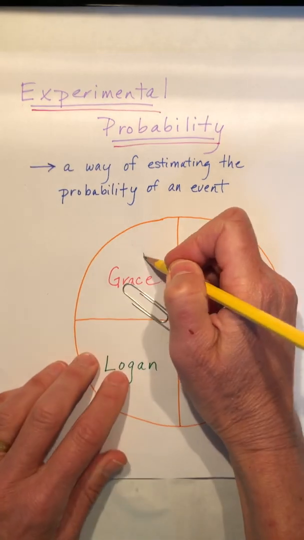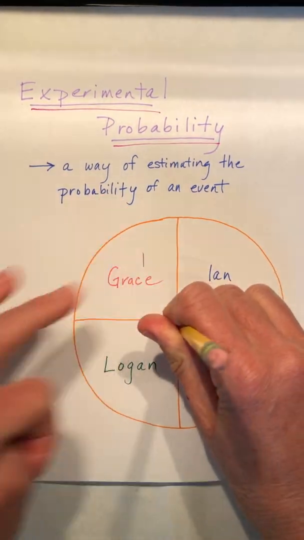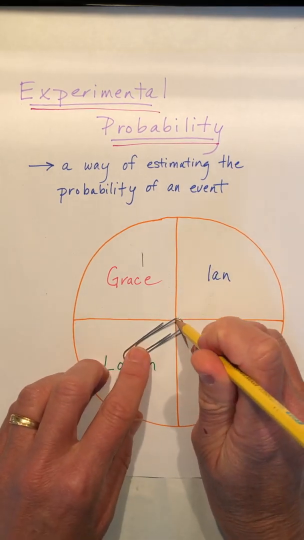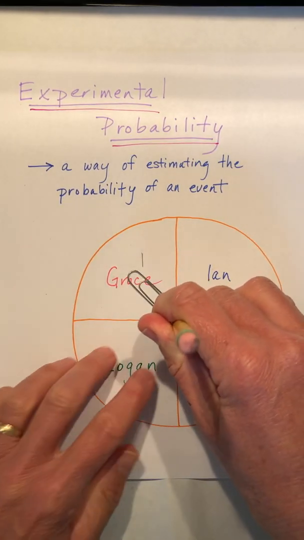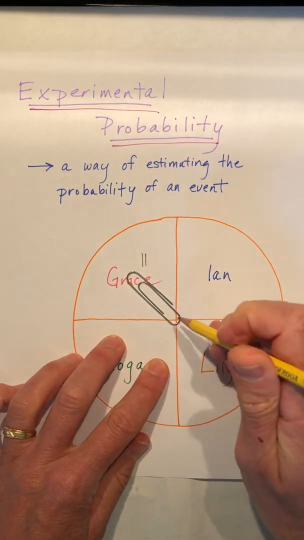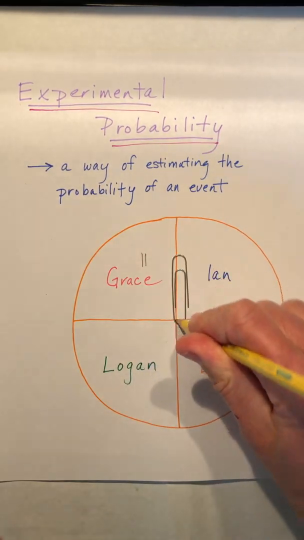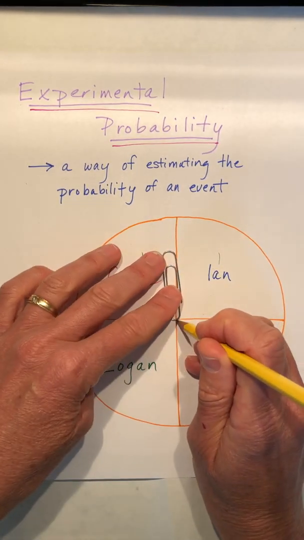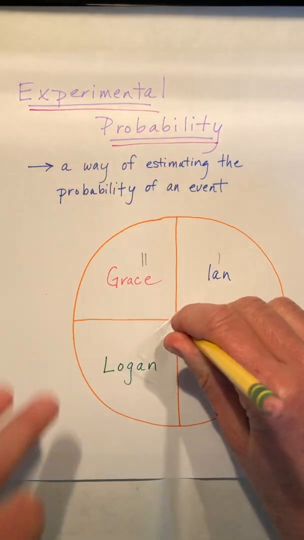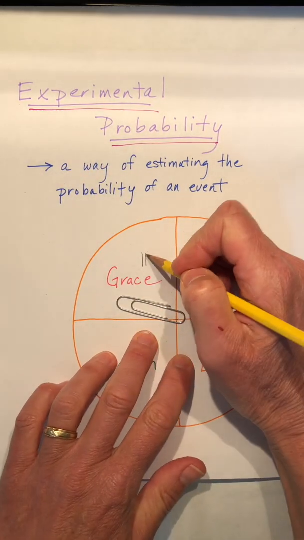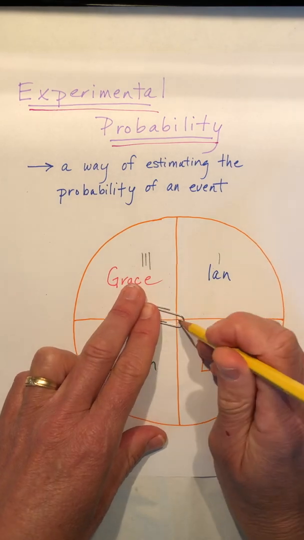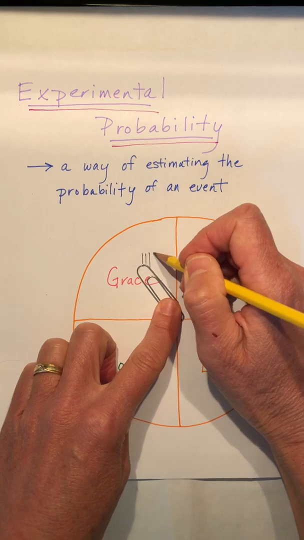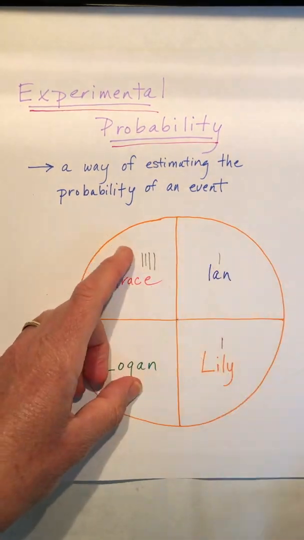I got 1 for Grace. Let's see what comes next. I got a Lily, so 1 for Lily. Oh, I got another Grace. 2 for Grace. 1 for Ian, barely. That was almost another 1 for Grace. All right, we need a Logan. Another Grace? Wow. Another Grace, holy moly. All right, let's stop there.